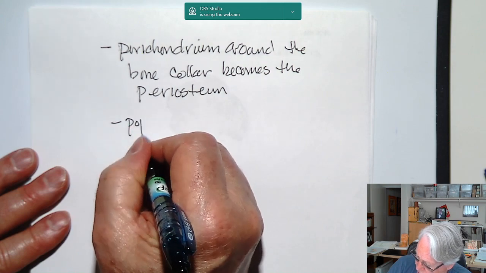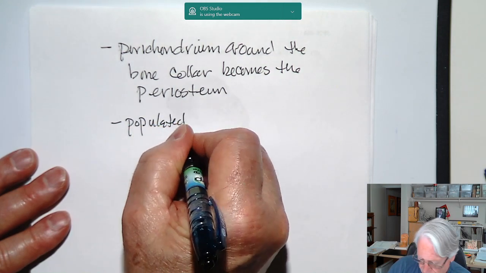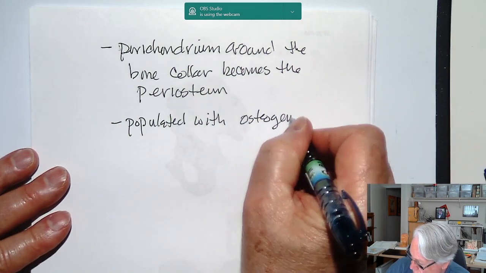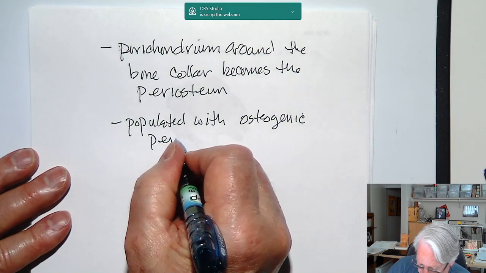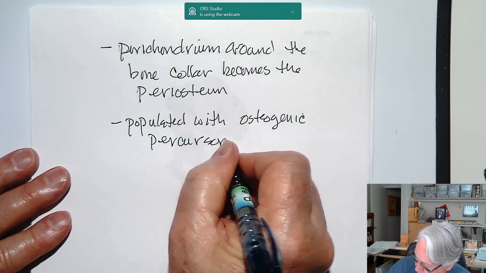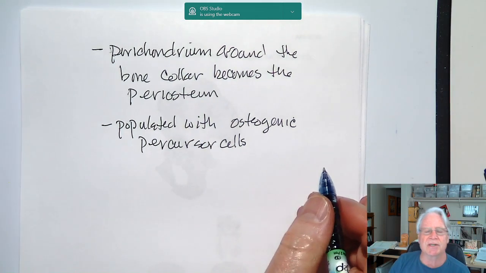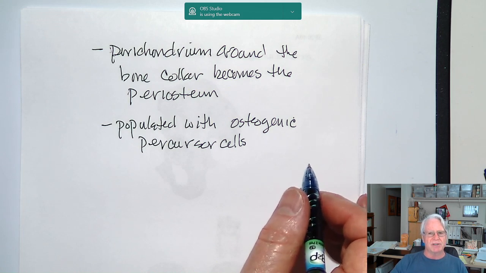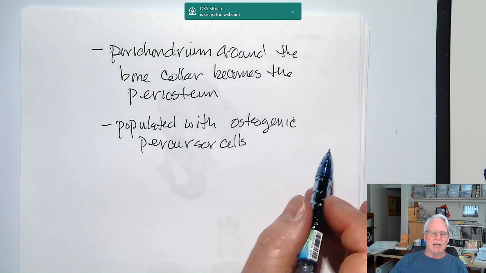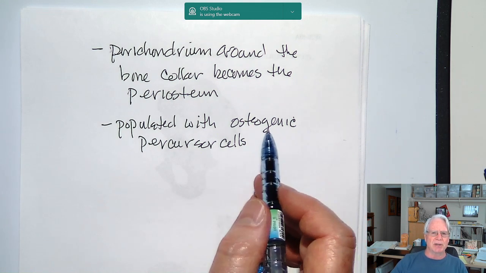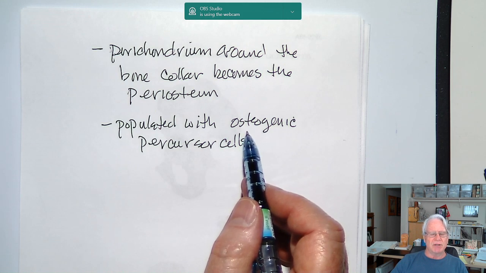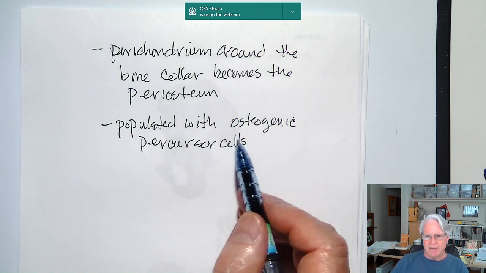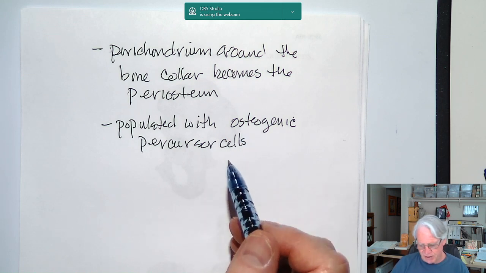And this is now going to be populated with osteogenetic precursor cells. So the name change is not just because we are now surrounding bone, but the nature of that membrane also changes. And instead of supplying chondroblasts, it will now start to supply osteoblasts. And so the osteogenetic precursor cells are now part of that membrane, and they will give rise to osteoblasts. Okay.